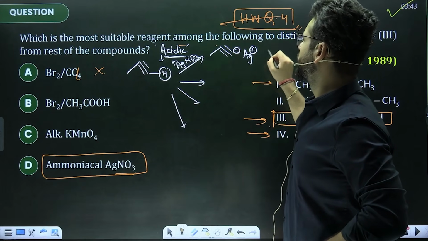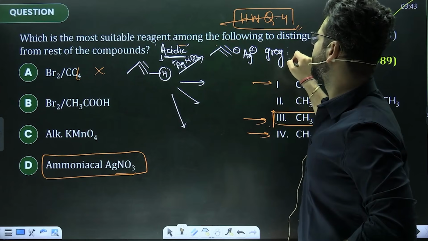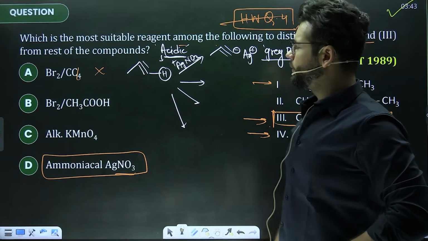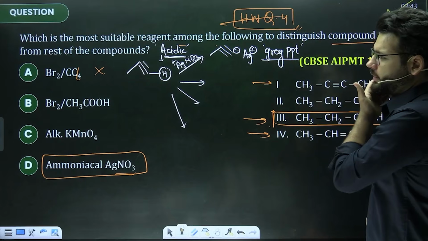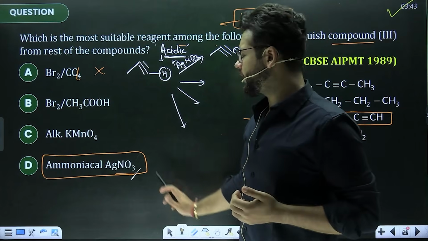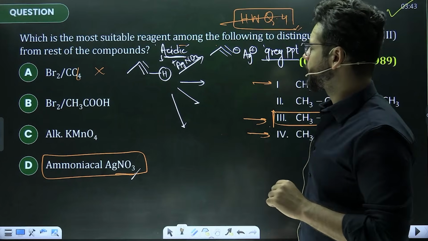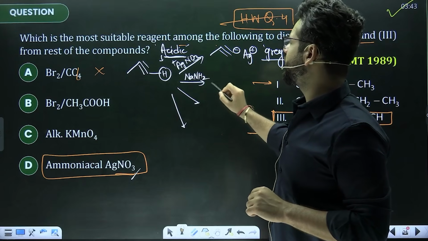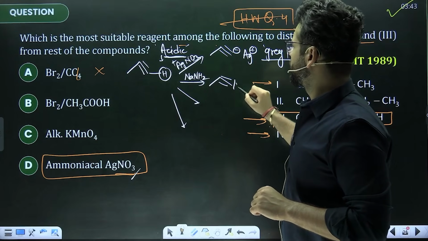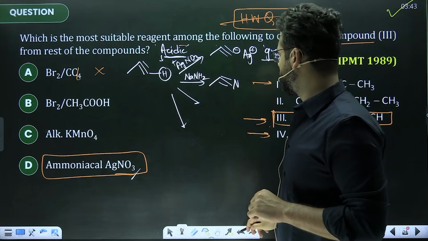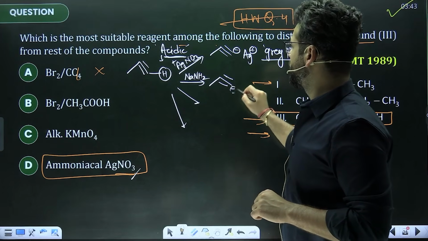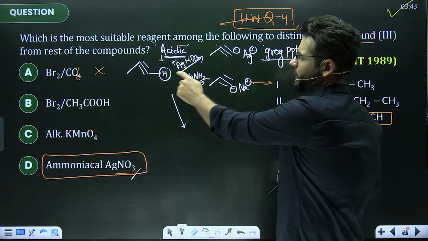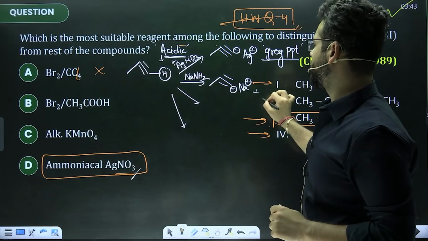giving you a gray-white precipitate. Silver propionide in this case. So yes, ammoniacal AgNO3 can distinguish. This is a good reaction. NaNH2 could distinguish. You will get a bad smelling gas, ammonia. So here what happens is this amide group takes away the H plus, giving you ammonia gas.